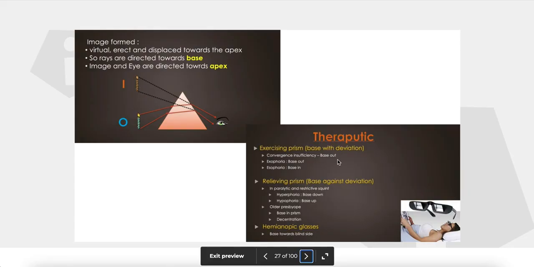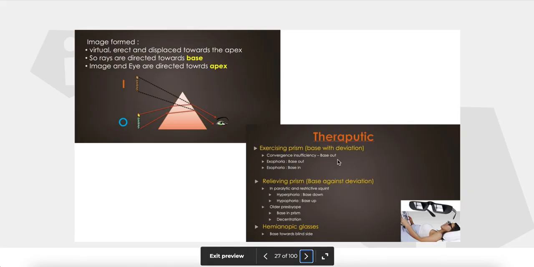There are different uses of the prisms. Some of them can be therapeutic. For example, if we want to use an exercising prism, in which we want to train the muscles or make the muscles stronger, as in the case of medial recti in convergence insufficiency, we use the base with deviation.